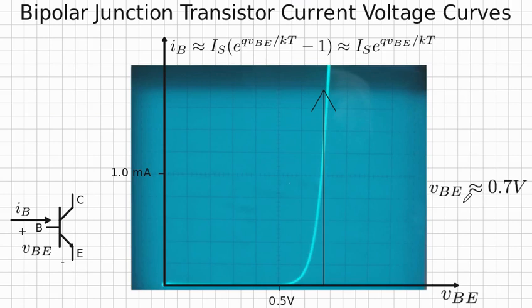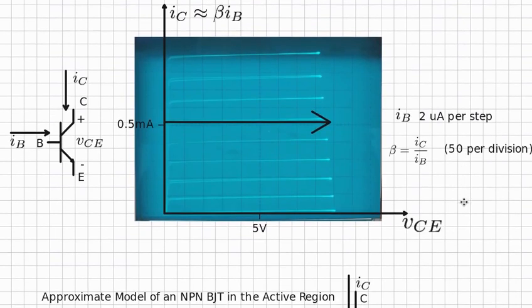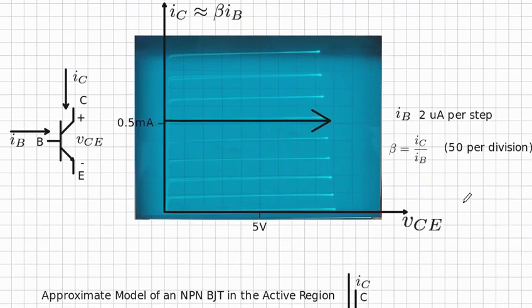Let's have a look at the output IV characteristic curve. Here we see a whole family of characteristic curves for the output. Notice that we have IC on the y-axis and VCE on the x-axis. IC is labeled as positively going into the collector, and VCE here is the voltage at the collector minus the voltage at the emitter. IB is labeled as before.